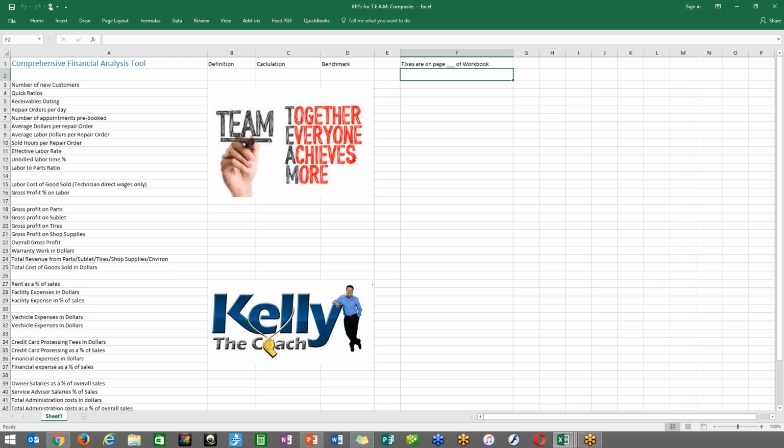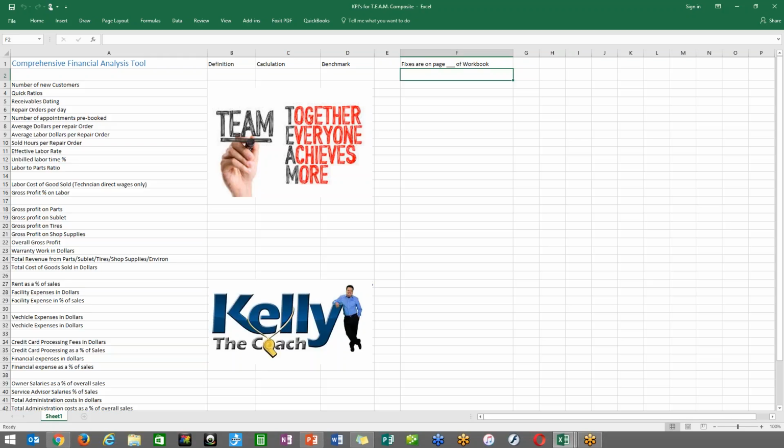The KPIs, and I'm not going to get into all the detail, but I want to show you, when I show you the composite, here are the things that you're going to see. The number of new customers, quick ratio, receivables dating, so we can see how much is owed to us over what period of time. So it's kind of nice to see that at a glance, especially when you're looking at trending, and maybe you have had a receivables problem in the past, or you still are dealing with one, and you can see how you're getting out of that hole quicker and quicker, hopefully.